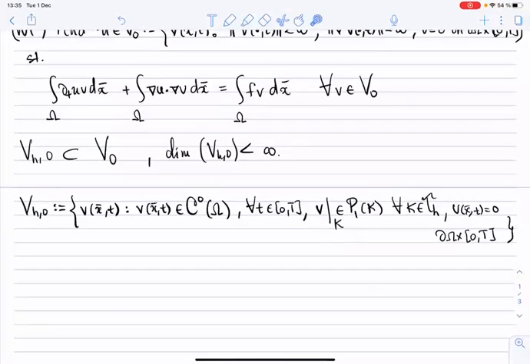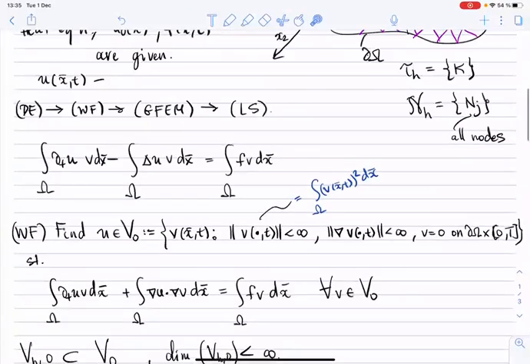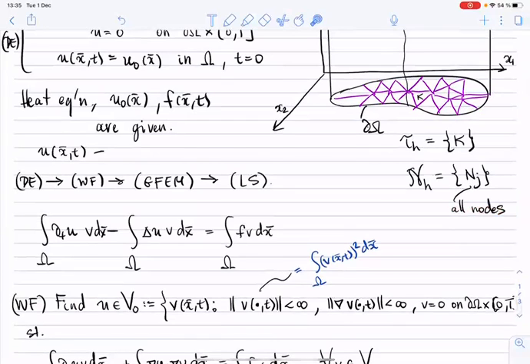This is a finite dimensional space in space, of course, because it's continuous. The functions are still continuous in time, but in space, the dimension of this V_h0 depends on the number of nodal points. Maybe I should just call this all interior nodal points.